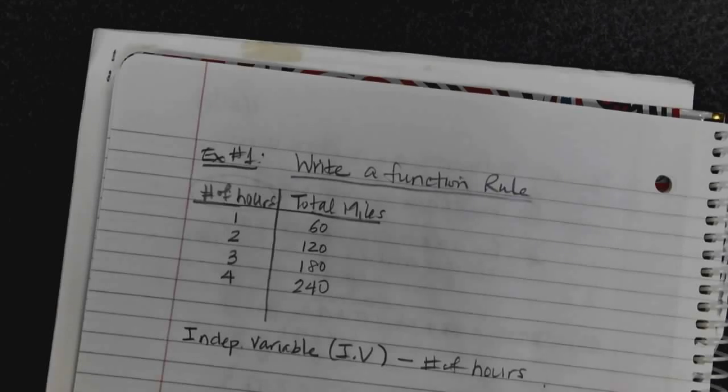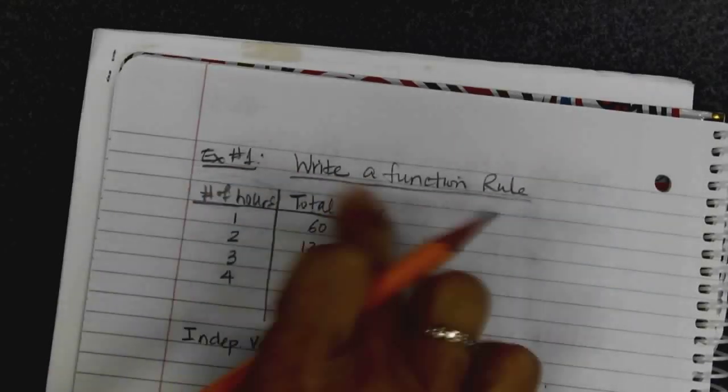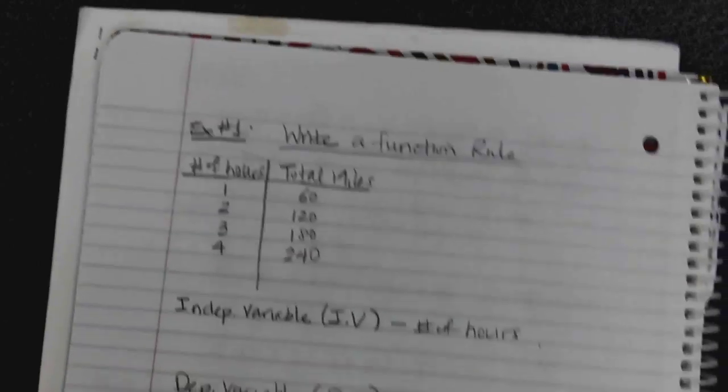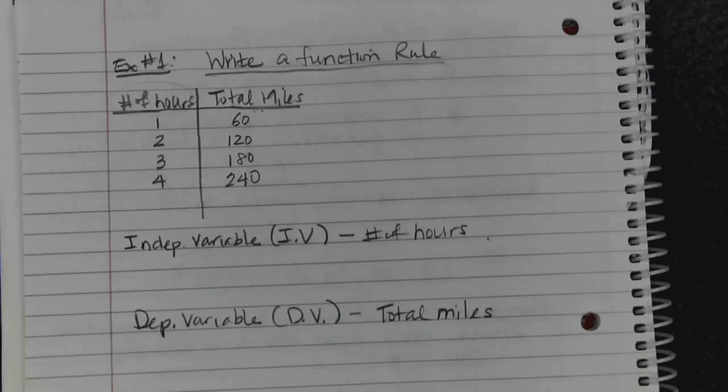So when I ask for independent variable or dependent variable, you are giving me a description for the numbers, so it's right here. That's where it's going to go, the descriptions. Dependent, excuse me? Total miles. This side right here would be the total miles.